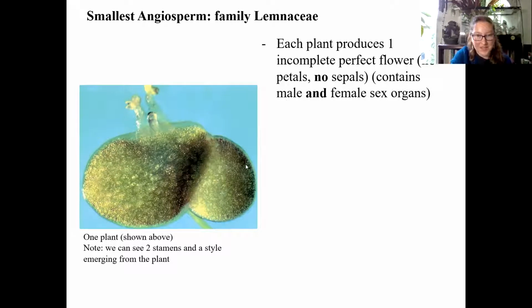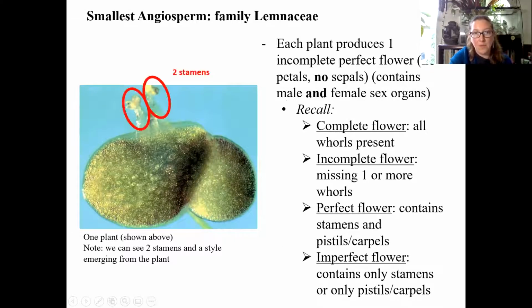Here's a picture on the left. This is the plant on the left, and you can see 2 stamens and 1 style. There I have the stamens circled in red, and then that little thing down there is the style. So believe it or not, that entire thing, those 2 stamens and that 1 style, is 1 flower. No petals in this case, no sepals in this case, but still a flower. And here's a recall slide, so you can remember these terms: complete versus incomplete, perfect versus imperfect. We've talked about that before.